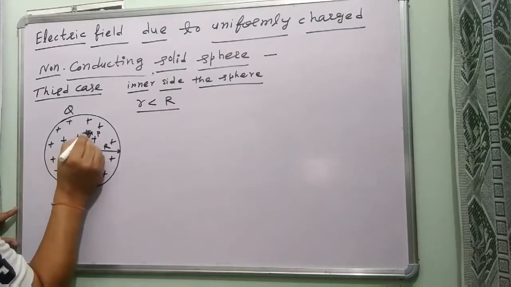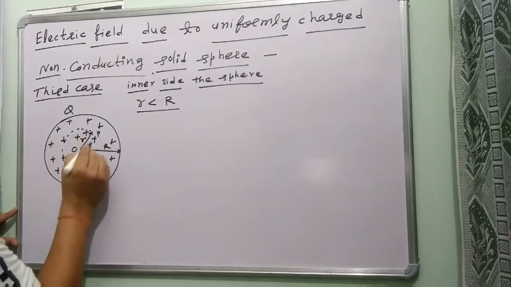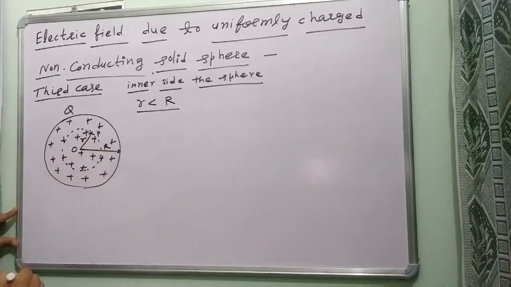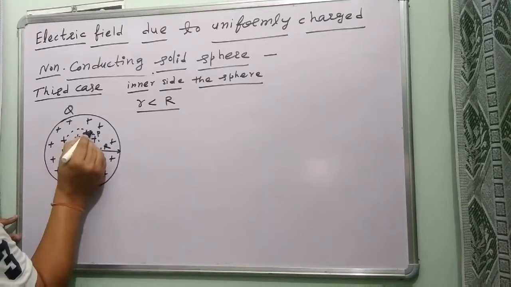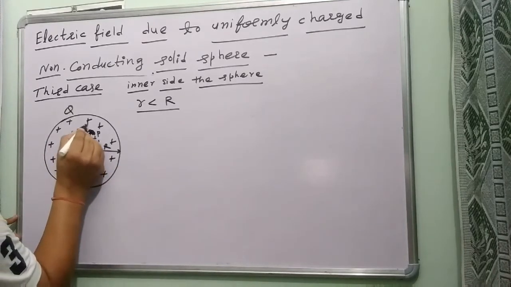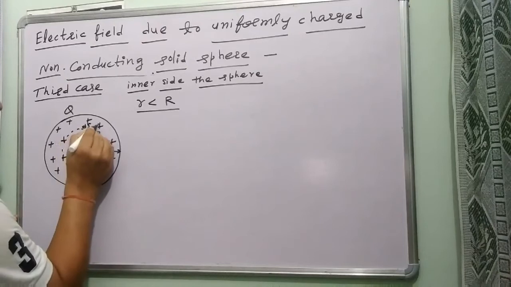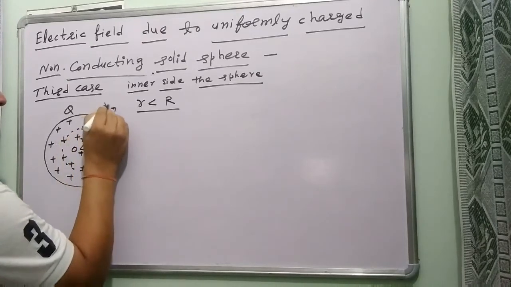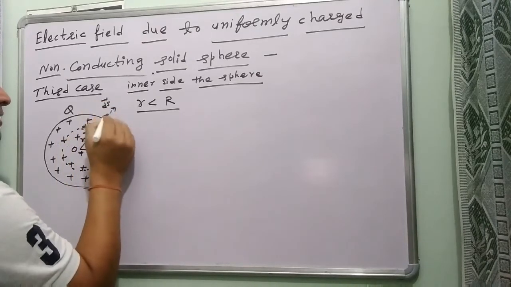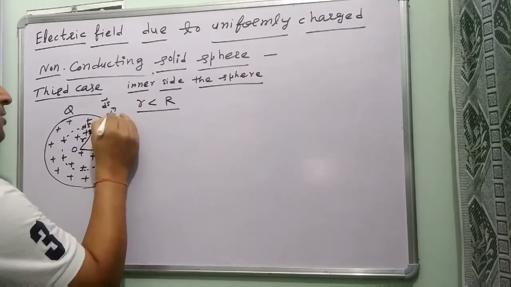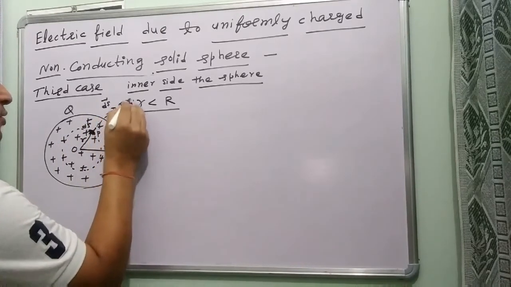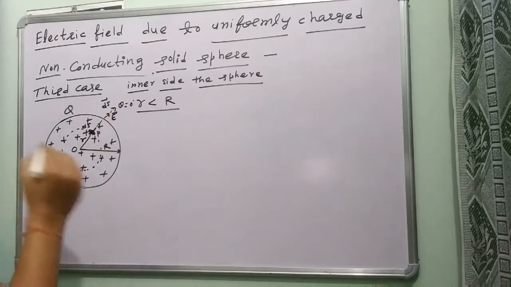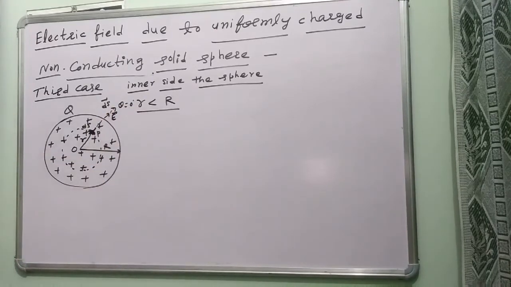We consider a Gaussian surface, a spherical Gaussian sphere of radius small r. We consider a surface element dS, which has area vector dS in this direction and electric field E also in this direction. Then theta is 0. This is the angle between area vector and electric field. We know all the points, same as the previous topic.